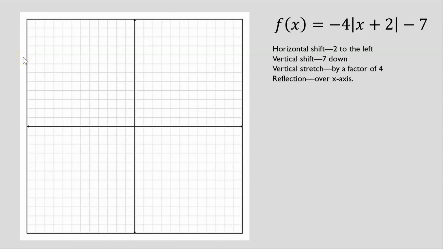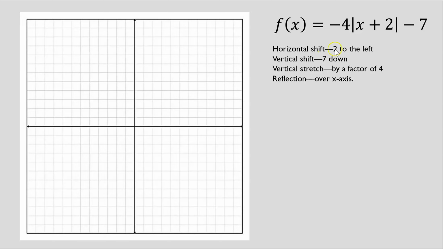So, picking up right where we left off last time, we ended with this absolute value function here, -4 absolute value of x plus 2 minus 7. And we talked about how, just from looking at the numbers and knowing what the numbers do, we can analyze what transformations are going to be happening to something, right?